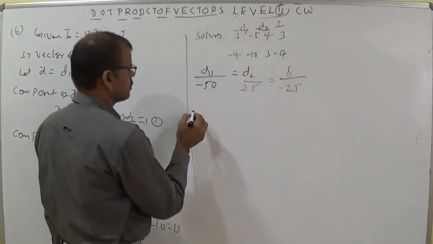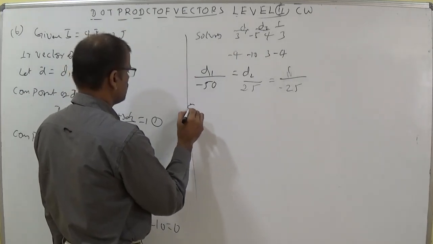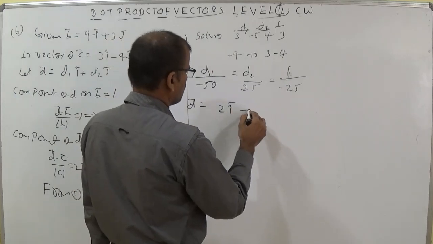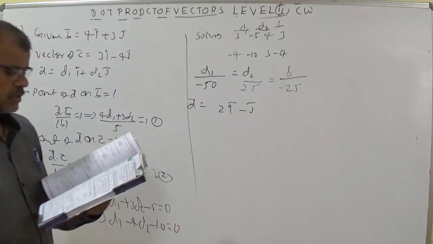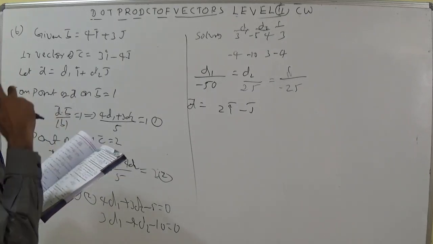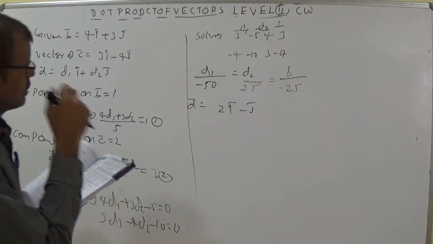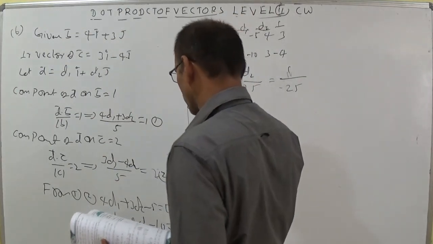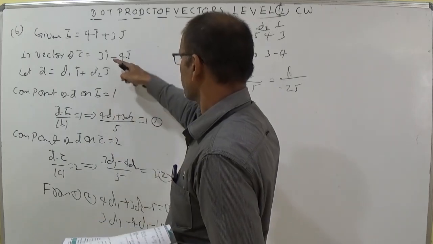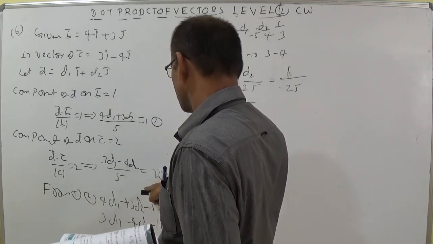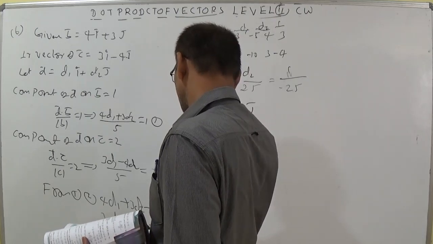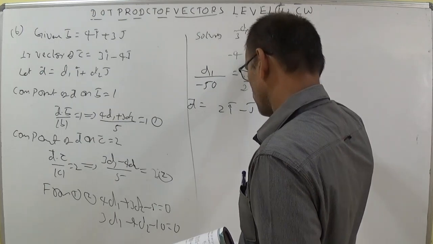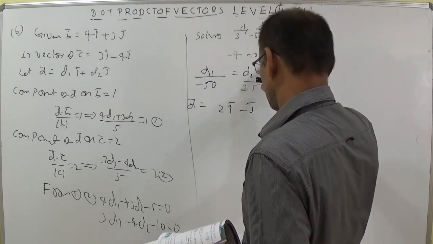So vector d bar is equal to minus 50 by minus 25, 2i minus j. How many options are there? 2i minus 11j is given, not simple j. Maybe mistaken here, minus 15 plus 40. Once again verify. 3d1 minus 4d2 is equal to 5, to 10. 3d1 minus 4d2 minus 10. 3 minus 5, 4, 3, here minus 4 minus 10, 3 minus 4.